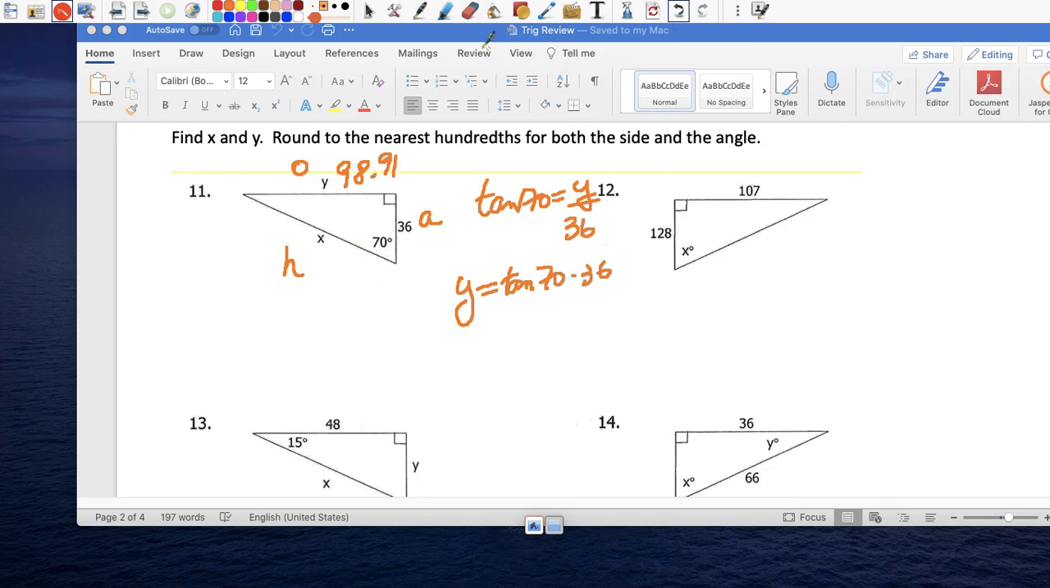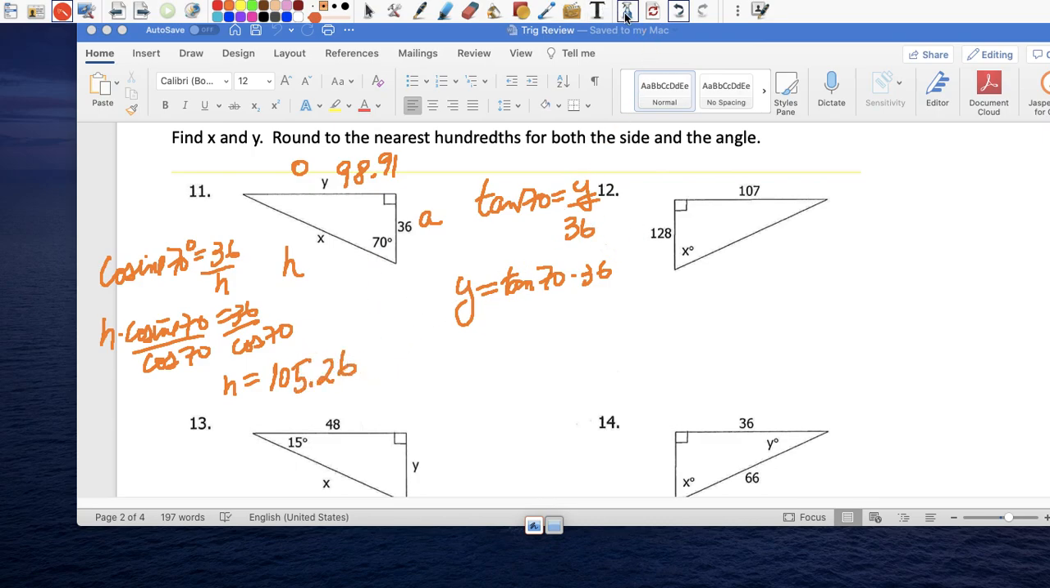Okay, now you want to find the hypotenuse. I'm going to use adjacent and hypotenuse. So for the hypotenuse, I'm going to use cosine. So cosine of angle 70 is the adjacent, which is 36, over the hypotenuse. Cross multiply, h cosine of 70 equals 36. We're going to divide both sides by cosine of 70. So h equals 36 divided by cosine of 70 degrees. And that's going to give us 105.26.